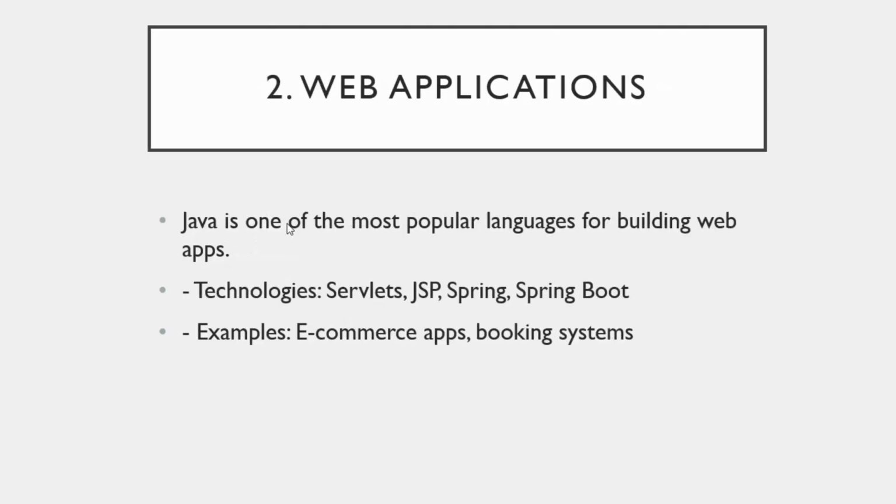The next type of application we can create using Java is web applications. Java is one of the most popular languages for building web applications. The technologies used to create web applications are Servlet, JSP, and Spring Boot. Examples of web applications are e-commerce applications, booking systems, etc.